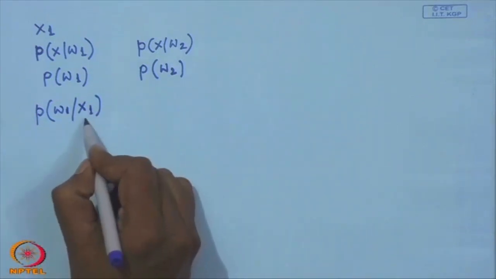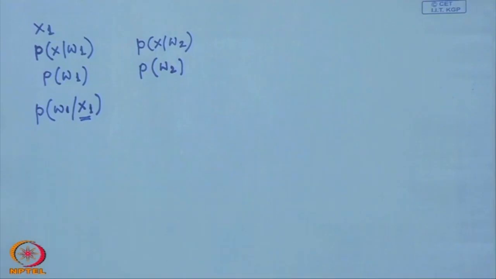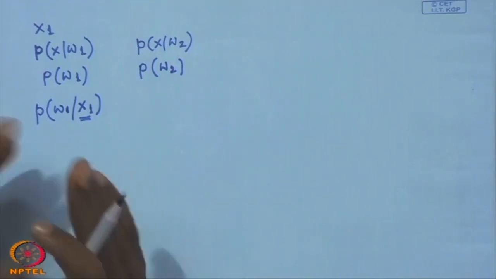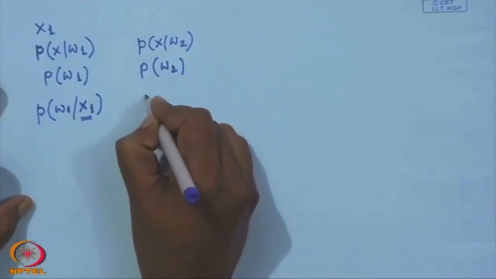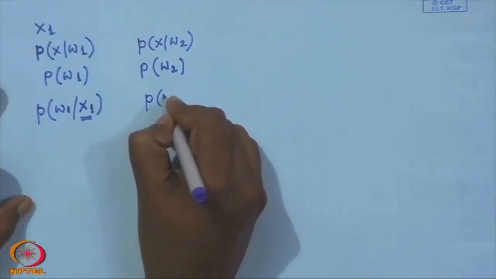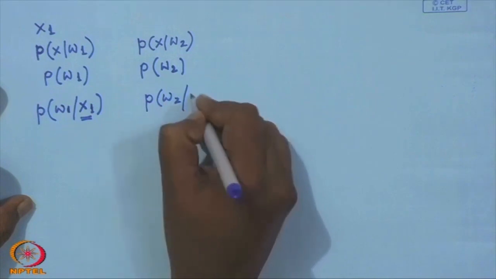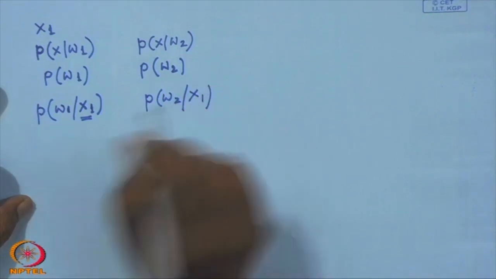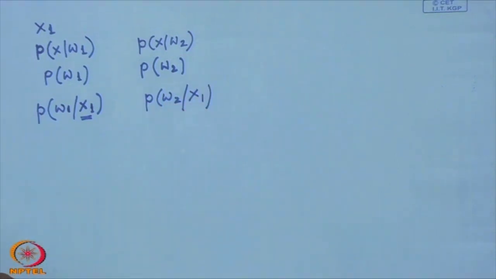So, once I have this observation of the unknown feature vector x 1, I have to compute the probability that x 1 belongs to class omega 1, which is nothing but p of omega 1 given x 1. I also have to compute p of omega 2 given x 1, that is, given this unknown feature vector x 1, the probability that x 1 belongs to class omega 2.